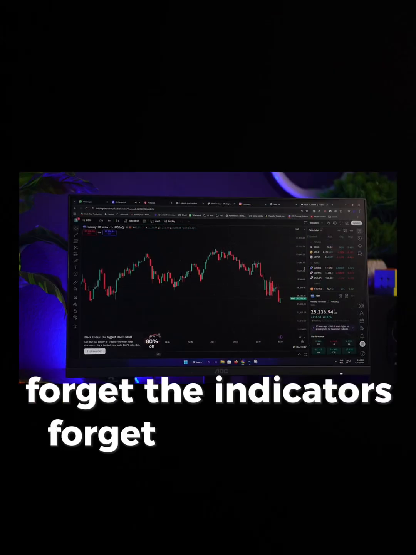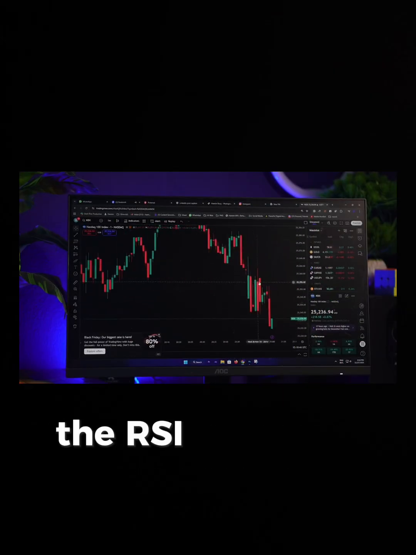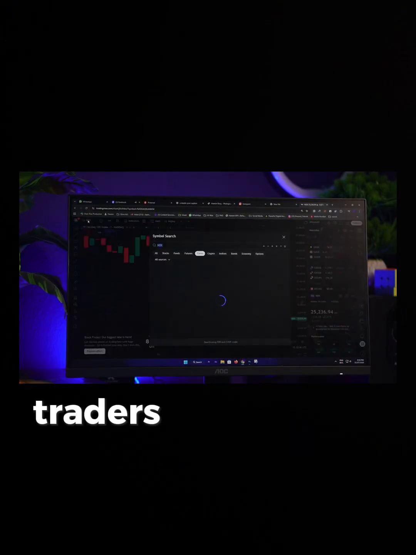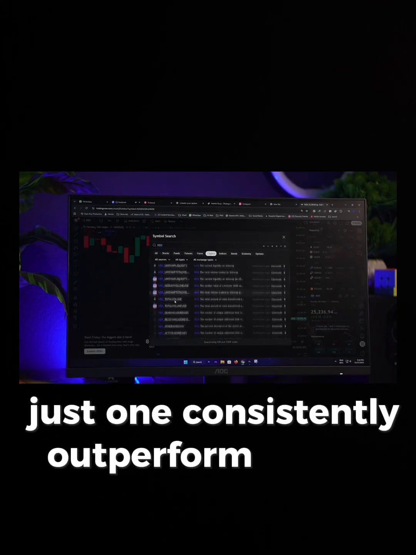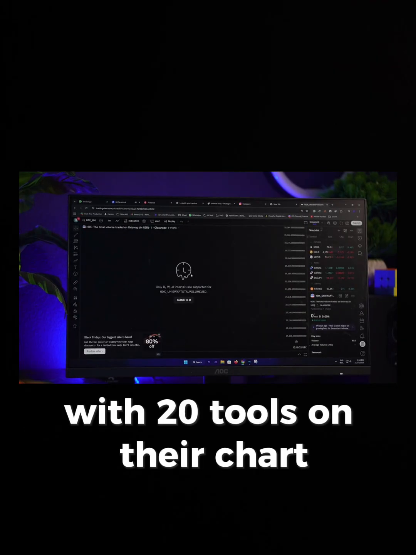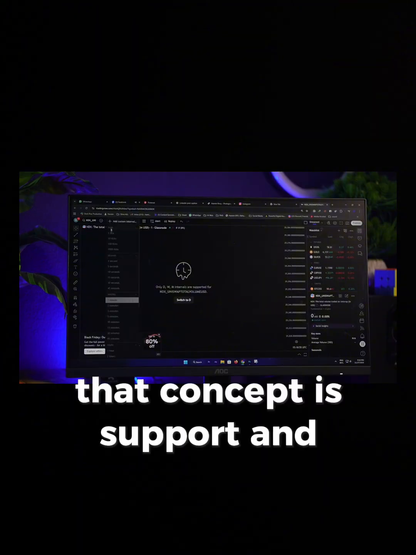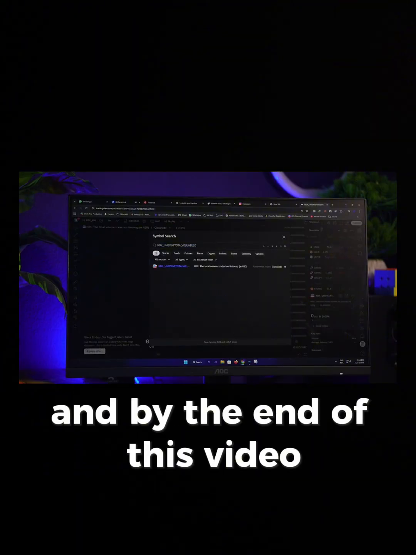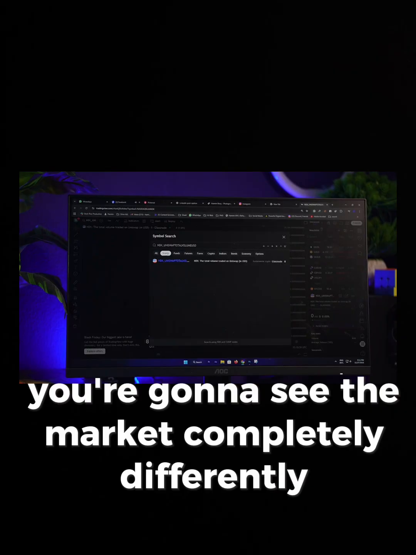Forget the indicators, forget the moving averages, the RSI, the MACD. Traders who master one concept, just one, consistently outperform traders with 20 tools on their chart. That concept is support and resistance. And by the end of this video, you're going to see the market completely differently.